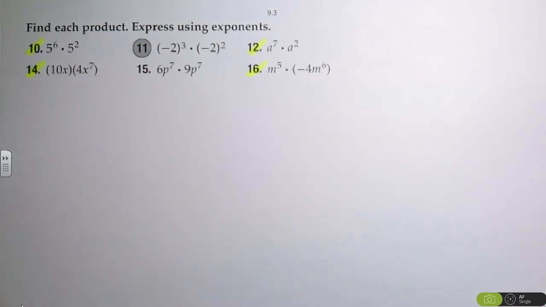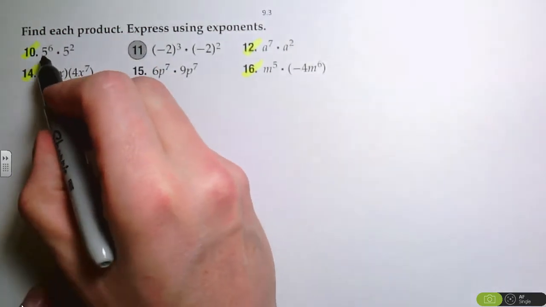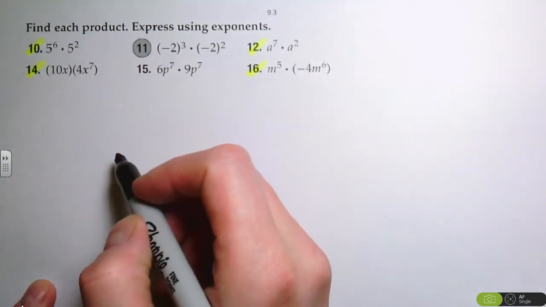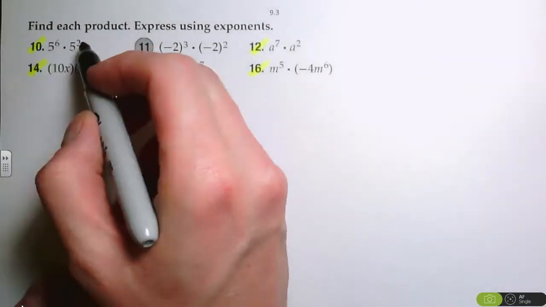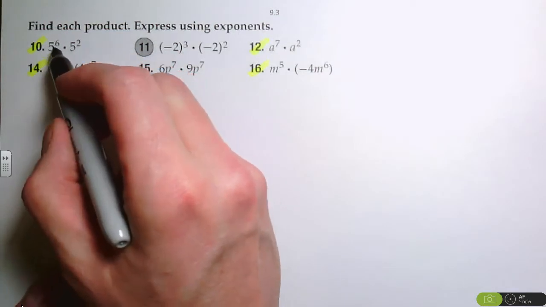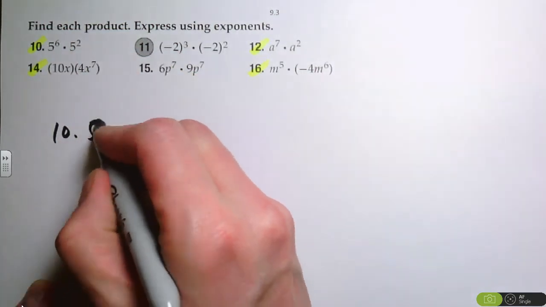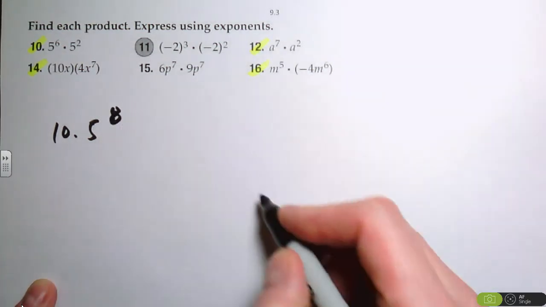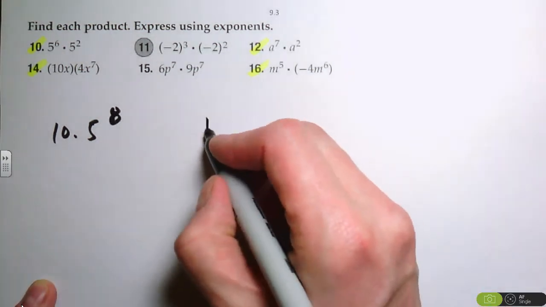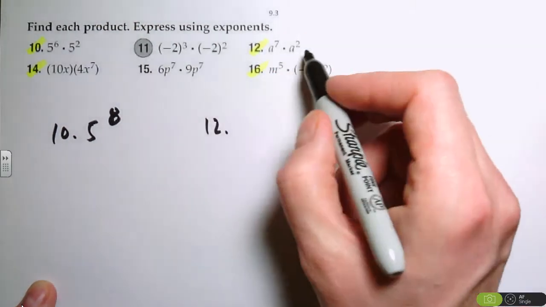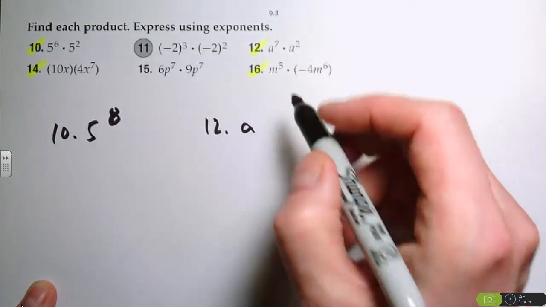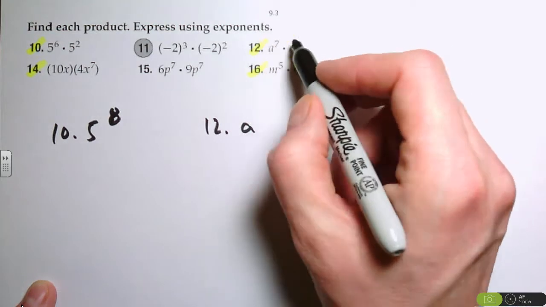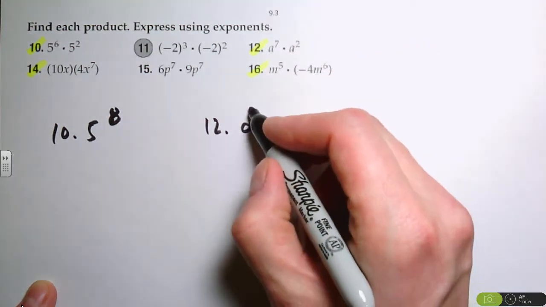For 10, I have 6 fives times 2 fives. The rule is to add the exponents, but if I stop and think about it, I've got 6 of them times 2 of them. That means I have 8 fives being multiplied together. So that's 5 to the 8th. Okay. Number 12, same idea. I've got a's being multiplied together, so a is the base. It says to add them together by the rule, but really 7 a's times 2 a's is 9 a's.